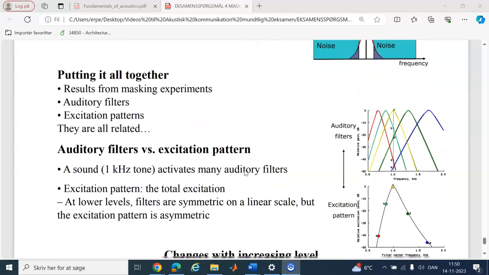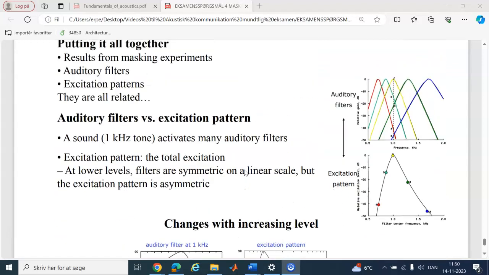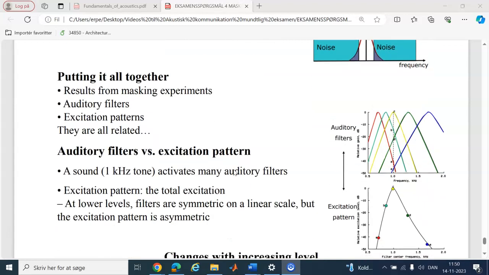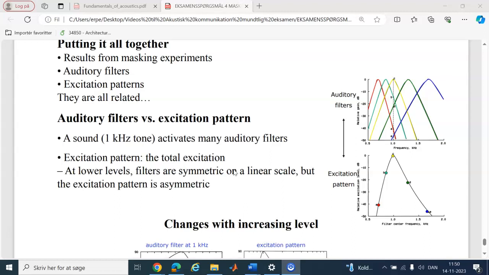Putting it all together: results from masking experiments, auditory filters, and excitation patterns are all related. How can we explain this? Auditory filters versus excitation pattern. Let's say a 1 kilohertz tone activates many auditory filters.